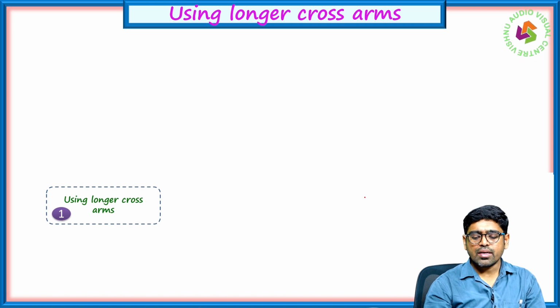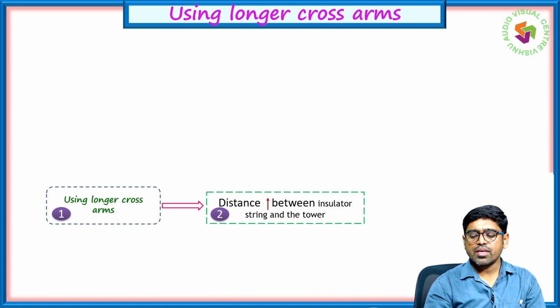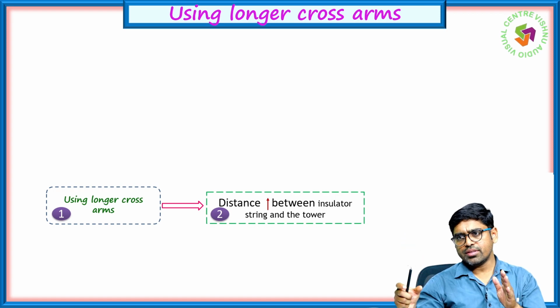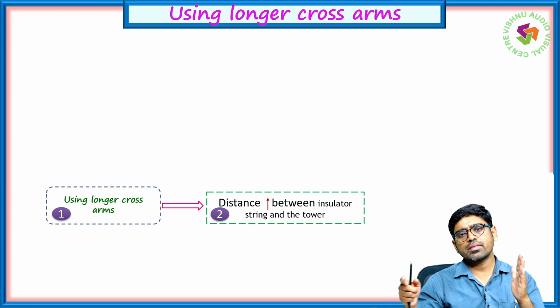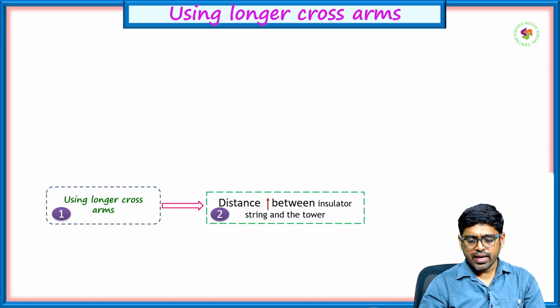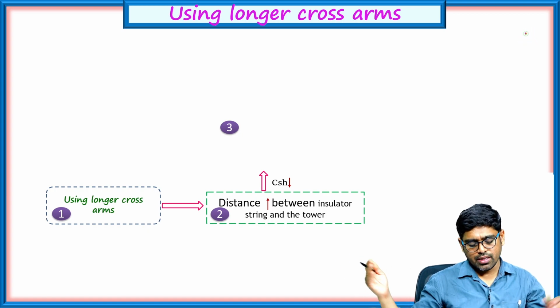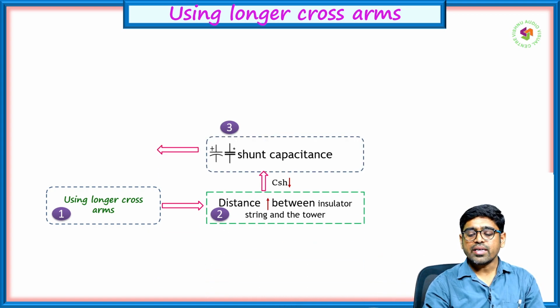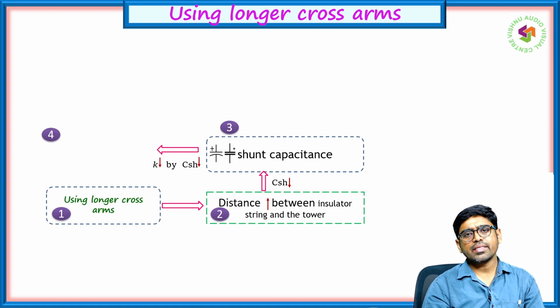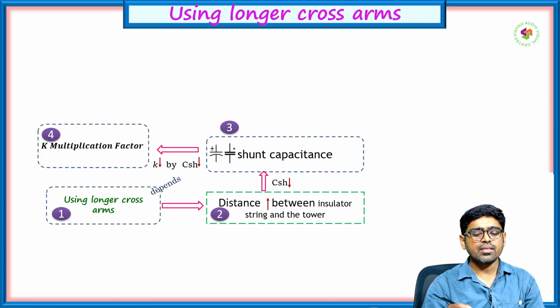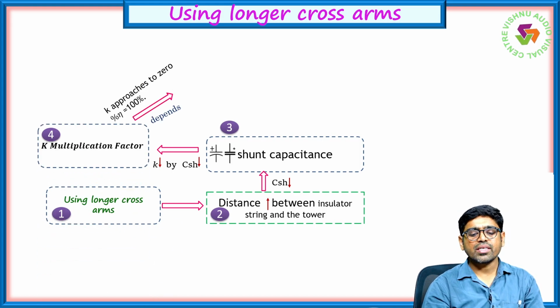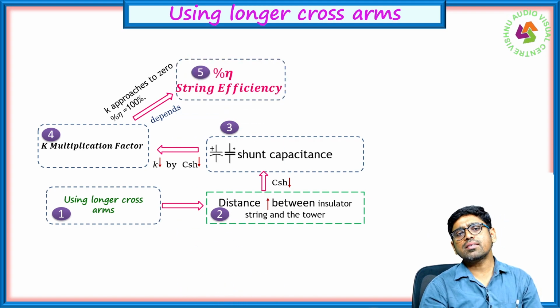So using longer cross arms, the distance between the insulator string and the tower increases, and as the distance increases, the shunt capacitance can be decreased. As the shunt capacitance decreases, the K value decreases. Then the K multiplication factor approaches 0, and the efficiency is near 100%. Then we can increase this string efficiency.